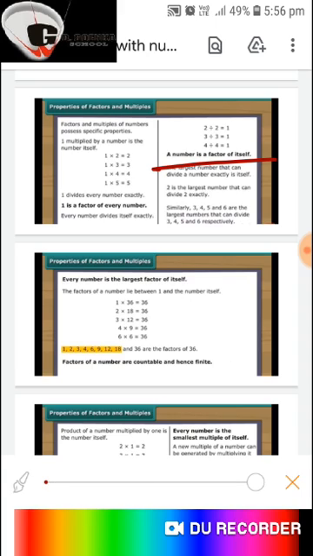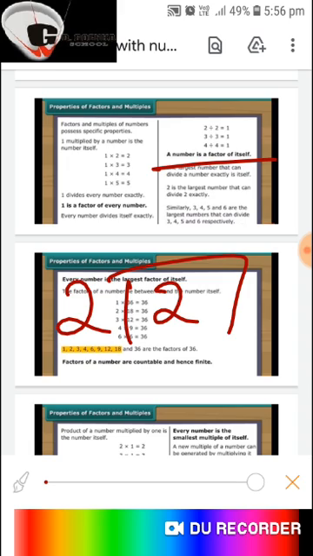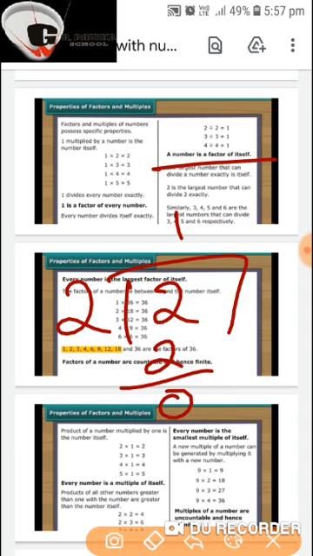The second property is that every number is a factor of itself. That is, when we divide a number by itself, the remainder is also going to be 0. Suppose we take the number 2 again and divide it by 2. Dividing 2 by itself, 2 ones are 2 and the remainder is 0. So when we divide a number by itself, the remainder is 0, so a number is a factor of itself.